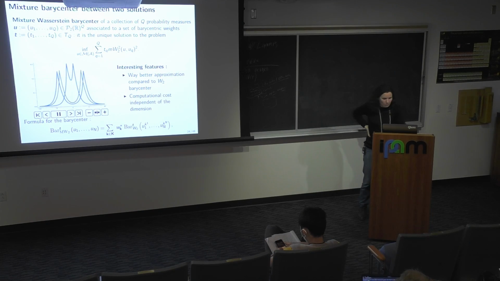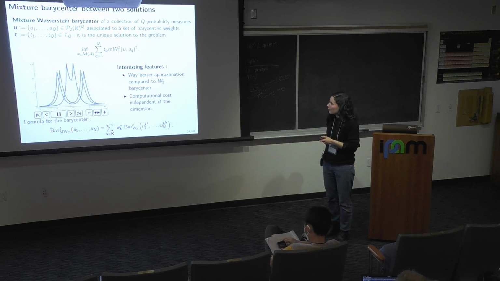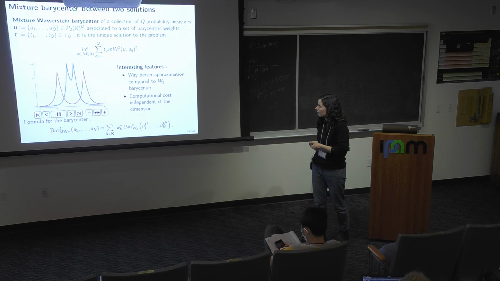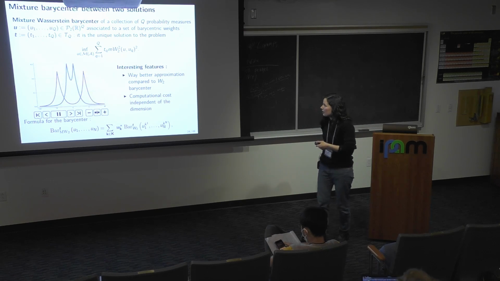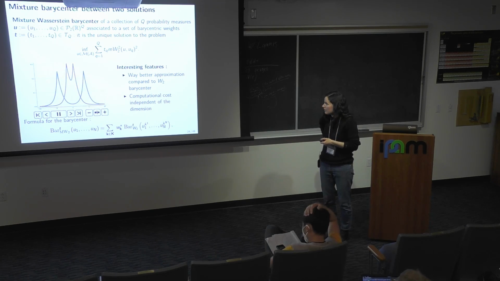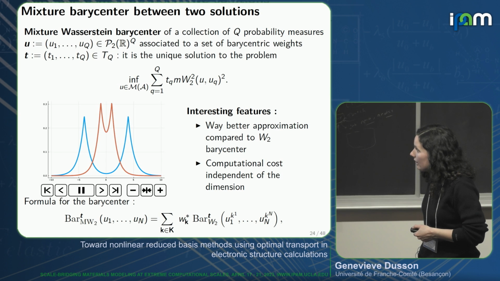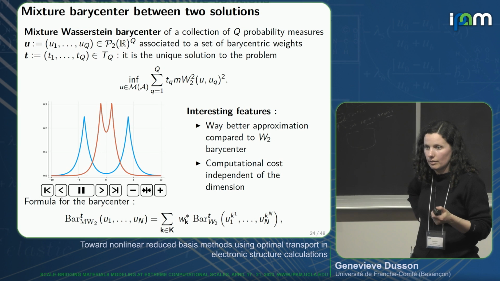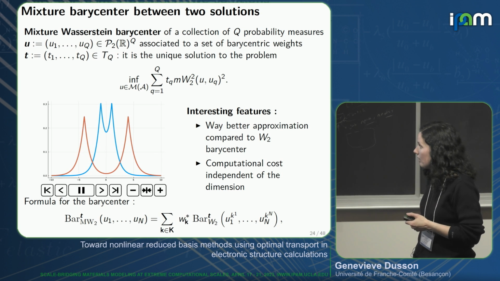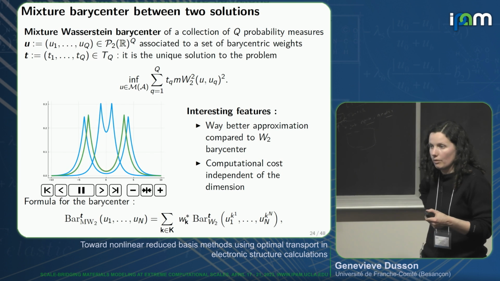Okay. And so then we can define similar things for the mixture Wasserstein barycenter, basically replacing the Wasserstein 2 distance by this mixture distance. What is nice is that we don't have the smoothing that we had for the true Wasserstein barycenter, and also an interesting feature is that the computational cost is independent of the dimension.